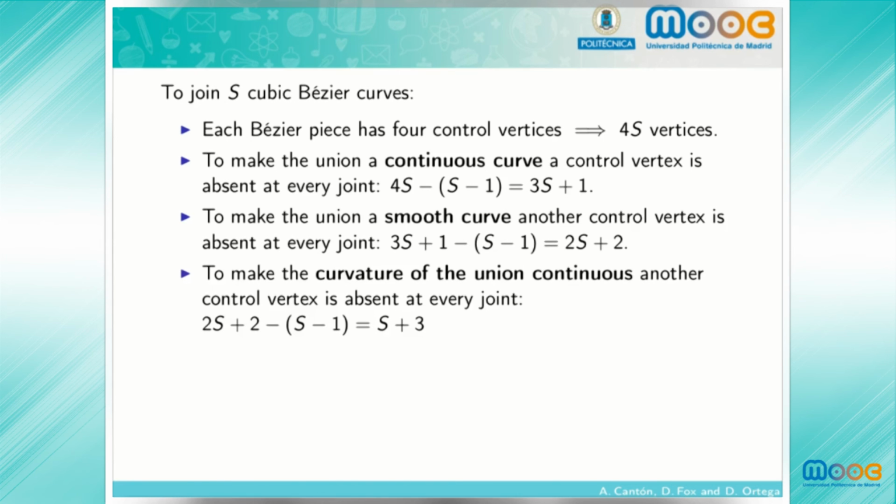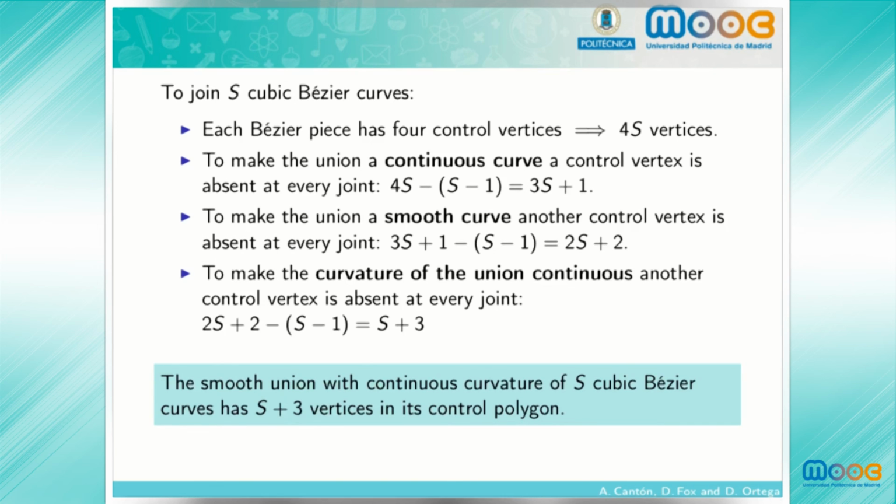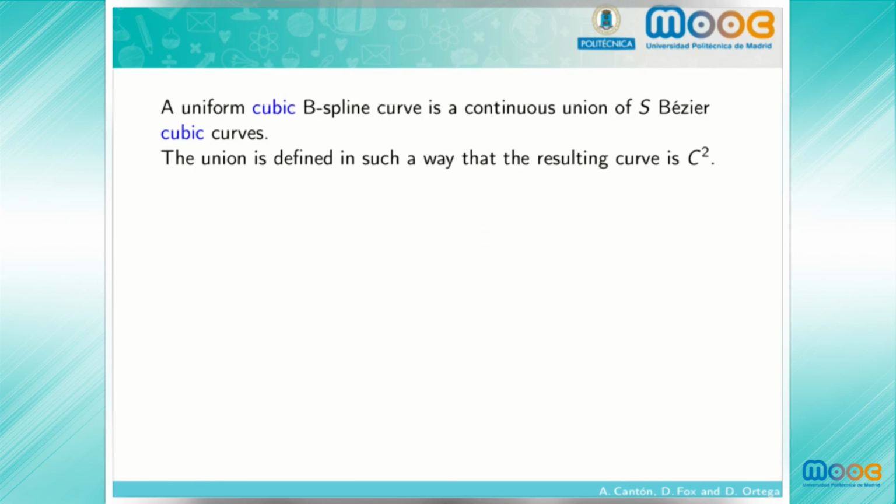And finally, to make the curvature of the union continuous, again, we lose a vertex next to every joint, so 1 per joint. We have S minus 1 joints, so we have a total of 2S plus 2 minus S minus 1, which is S plus 3 vertices free to be moved. The smooth union with continuous curvature of S cubic Bezier curves has S plus 3 vertices in its control polygon.